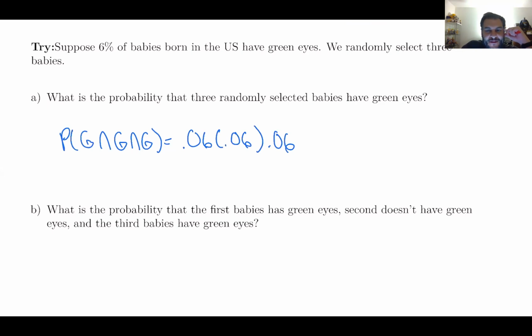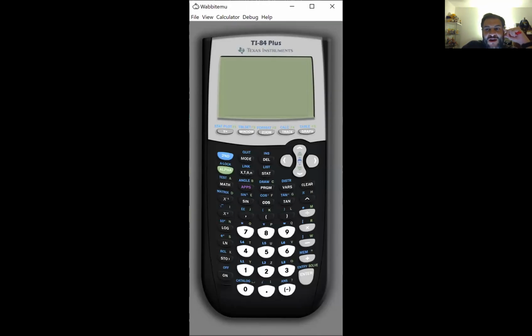So let's enter that into our calculator. In the calculator, you don't want to do 0.06 times 0.06 times 0.06. Since 0.06 occurred 3 times, you want to do 0.06 to the third power. So we do 0.06 all to the third power. Cool. So we get 2.16 e to the negative 4. Everybody good so far on how we got that?